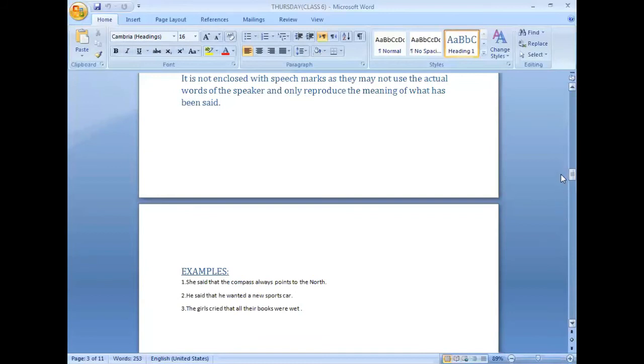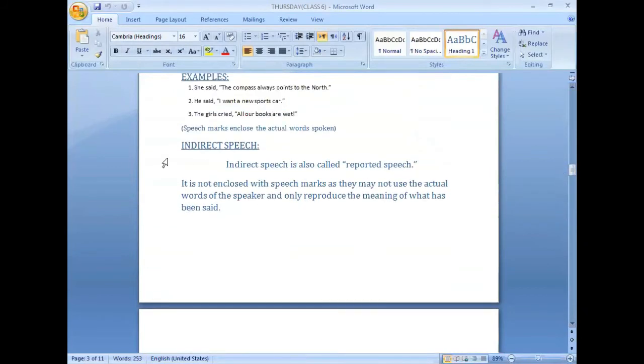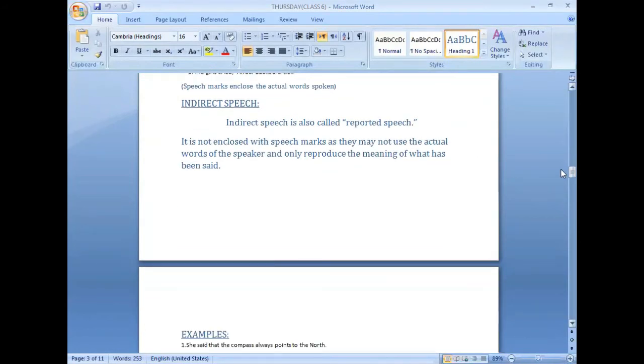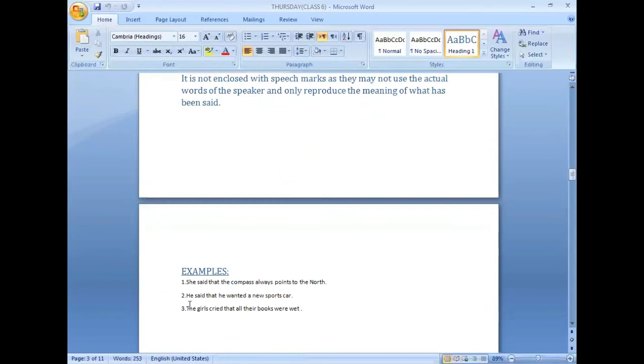Now we'll move to our second example of direct speech. He said, inverted commas open, "I want a new sports car," inverted commas closed. When you change it into indirect speech, you write: he said that. Now you add "that" there, and I will change it to "he" because this person is here. "Want" is a verb and it will change into past tense. He wanted a new sports car.